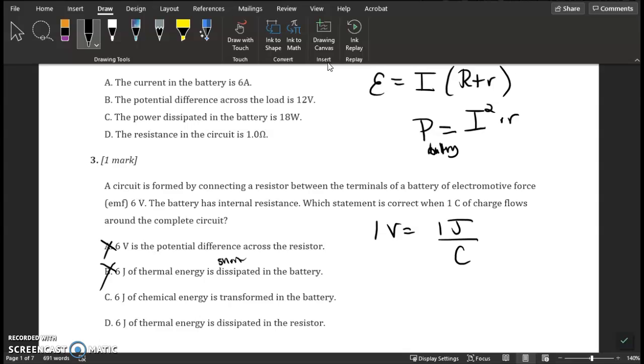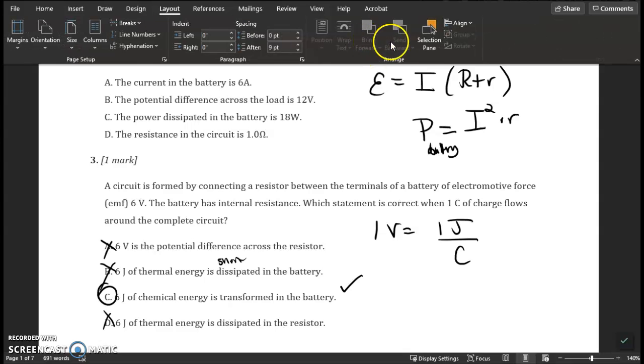A battery is a device that transforms chemical energy into electrical energy. So yeah, I could say this is true. Choice D, 6 joules of thermal energy is dissipated in the resistor. What that means is that all of the electrical energy that's going into the resistor is just being lost in the form of heat. No, it'd be choice C here.